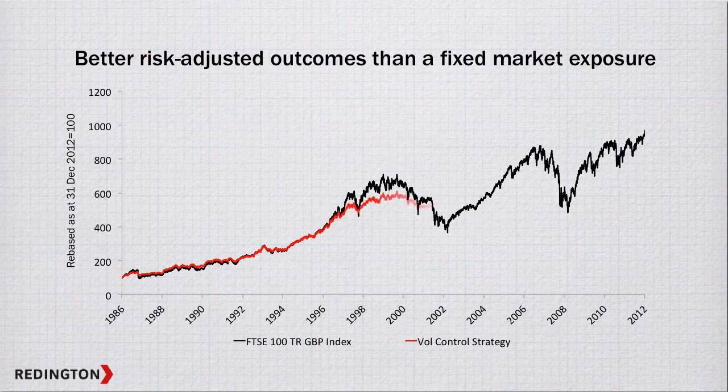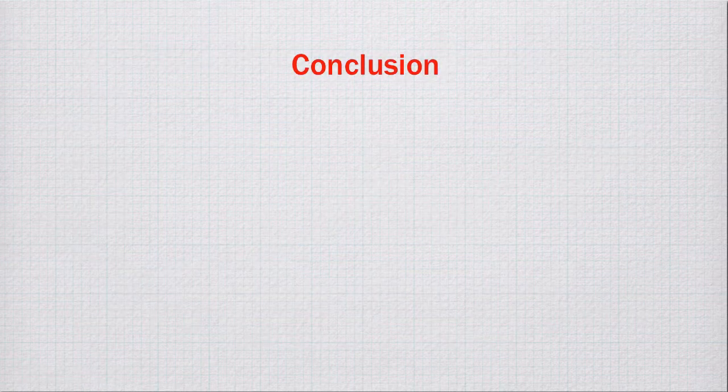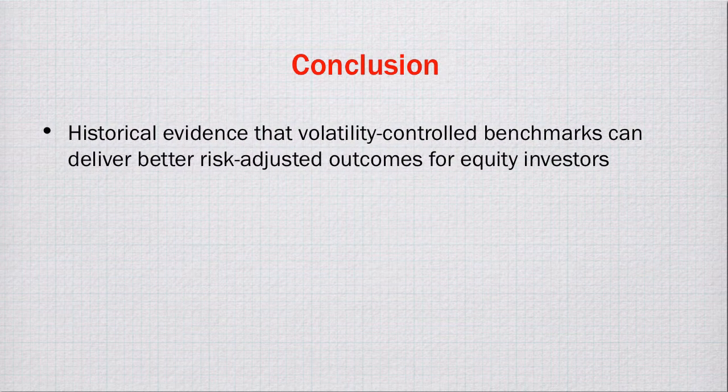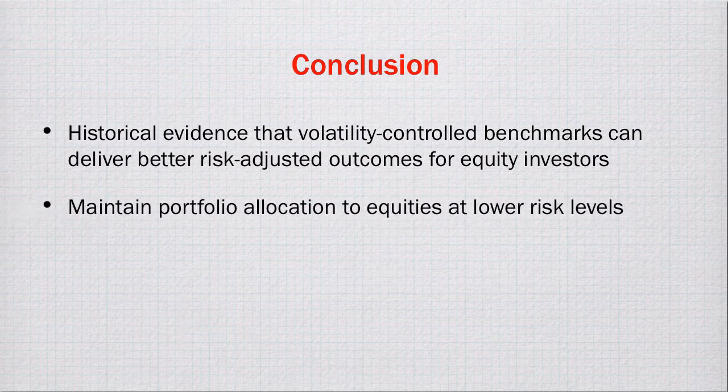The red line illustrates the growth of the same amount invested in a volatility-controlled benchmark. It achieves roughly the same amount of return over the period with a much lower level of risk. In conclusion, we believe volatility-controlled benchmarks can deliver better risk-adjusted outcomes for equity investors. This means that equity allocation can be maintained, but the level of risk can be reduced.